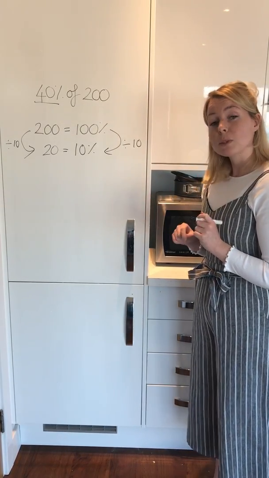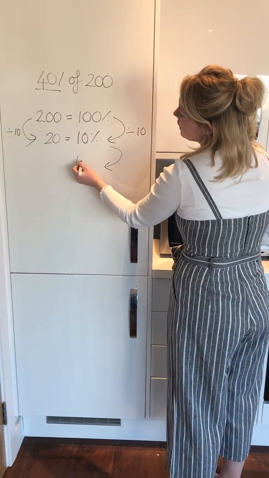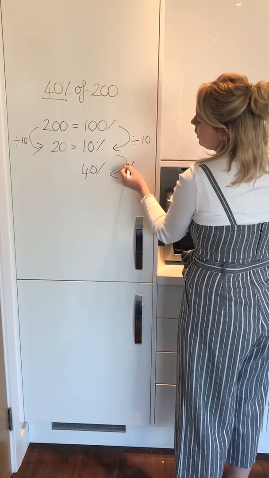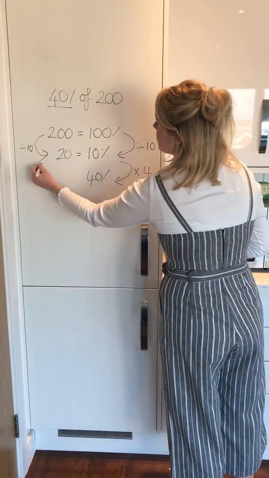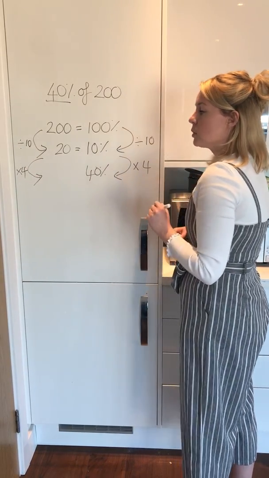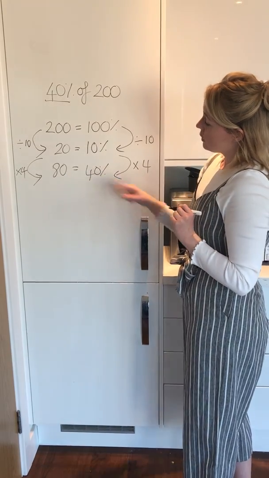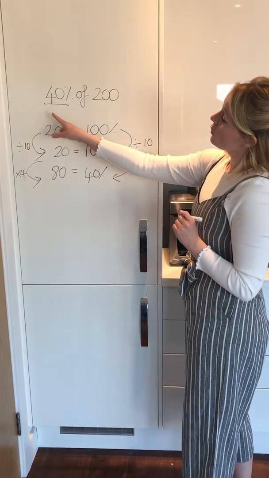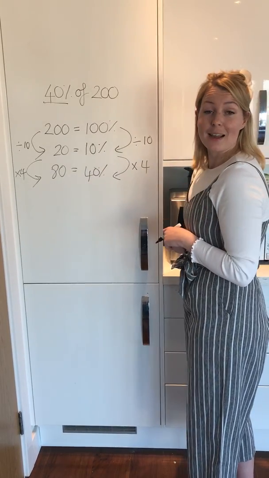Yep, I'm going to multiply by 4, okay? So 10% to 40%, you multiply by 4. And I need to remember to do the same to this side. So we're going to multiply 20 by 4. 20 multiplied by 4 I can do in my head, that is 80. 80 is equal to 40%. So 40% of 200 is 80. Easy as that. Have a go.